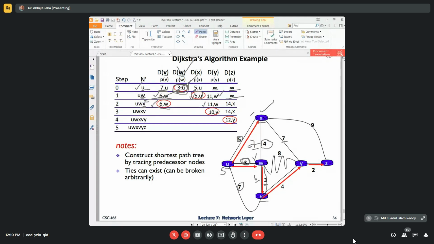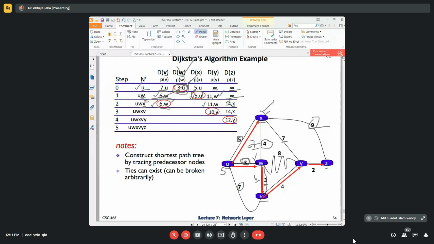Can I go from X to Z directly? Yes, I can go from X to Z directly. What is the cost? 9. And what is in my hand? 5. So 9 plus 5, sir, it is going to be 14. So I have written 14 here. The distance for Z is actually 14. And from where did we come to Z? From X. So X is my predecessor node, the predecessor of Z is actually my X node. Clear? Yes, sir. Right.